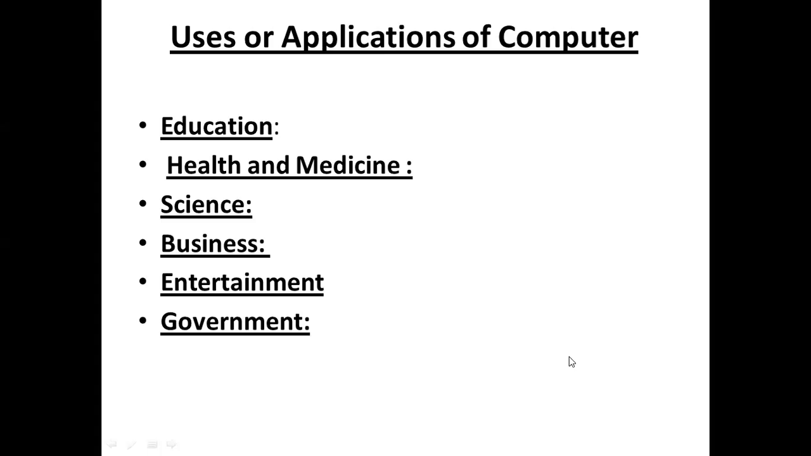Next is science. It means now computer is useful in science also. We can do different experiments. We can use the computer for checking the compositions of various chemicals. Even we can use the computer for doing any new experiments. Next is business. Computer is also very useful in business, like we can do online marketing.